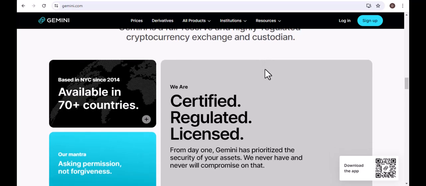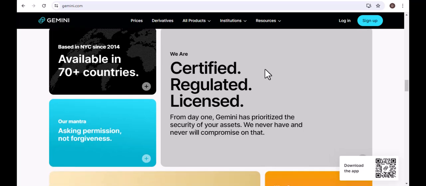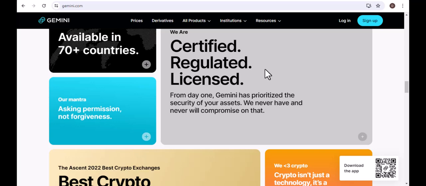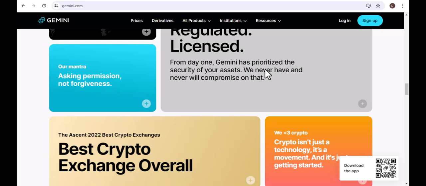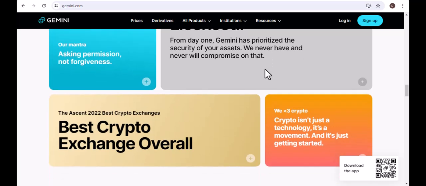Now, let's get you set up. Accessing Gemini ActiveTrader is remarkably simple if you already have a Gemini account. Once you're logged into your Gemini account on the web, you'll typically find a toggle or a link that directs you to the ActiveTrader interface. It's usually clearly labeled and just a click away.